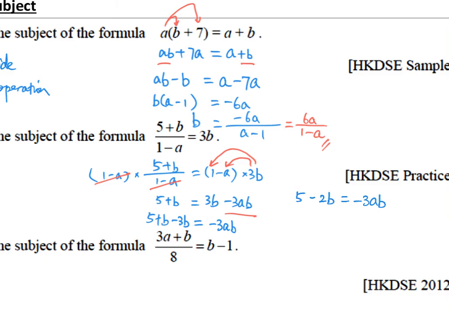For this part, because I want a be the subject, so I need to move negative 3b to the other side. So negative 3b times a on the right hand side. When I change side, I need to change operation. Negative 3b times a, this is multiplication. So when you move negative 3b to the other side, change multiplication to division. So a equal to 5 minus 2b divided by negative 3b.